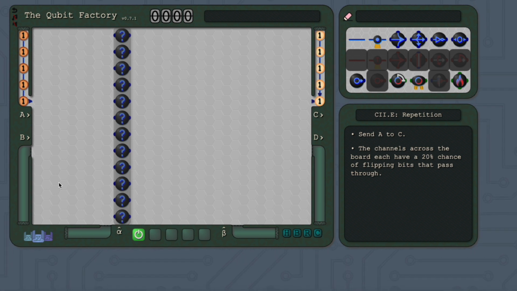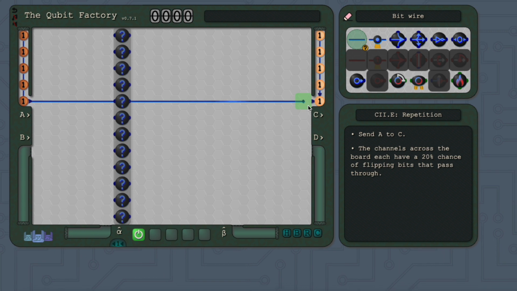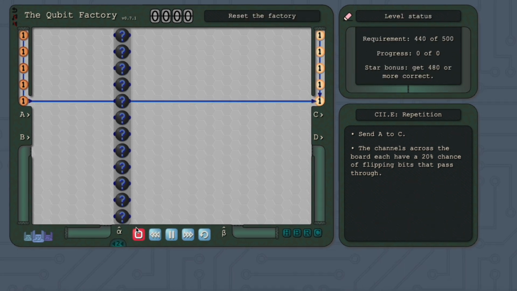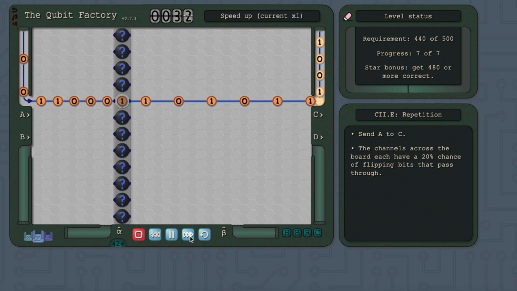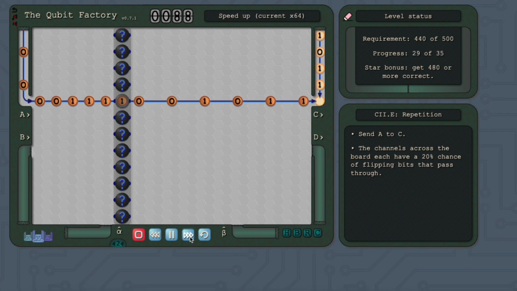Okay, so here we have a level in the Qubit Factory. Our goal is to simply send the inputs from A to the outputs at C. Let's try and do this and see what happens. We have this row of question mark gates, and what these represent is some noisy channel. Most of our bits go through fine. Occasionally, at random, one will be flipped to the opposite state. Okay, so let's speed this up.